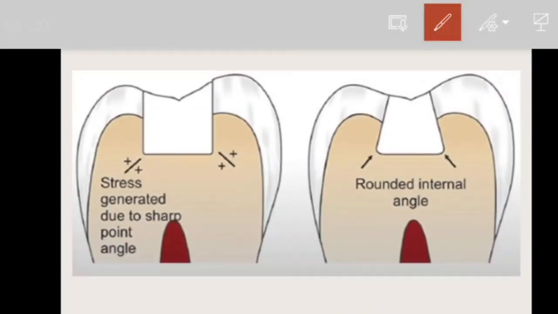So you can see in the diagram that if a sharp point angle is present, it will cause stress to be generated. So we will round the point angle. Once we round the point angle, no stress is generated.